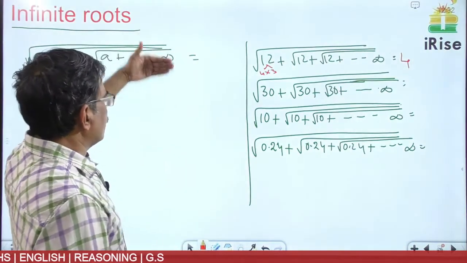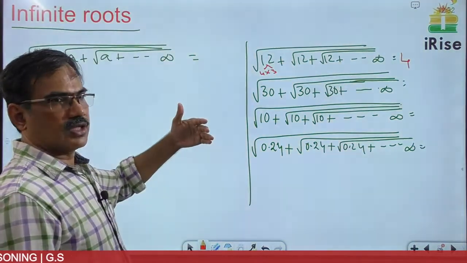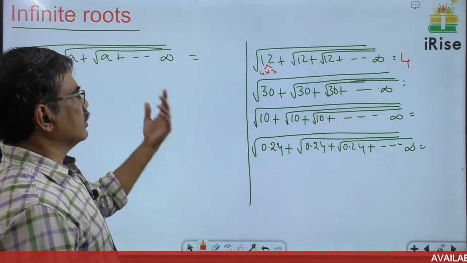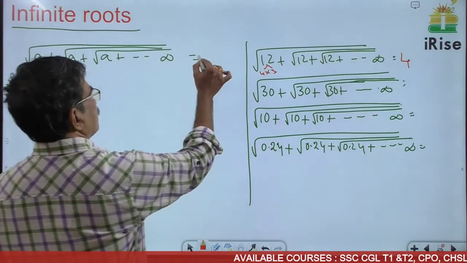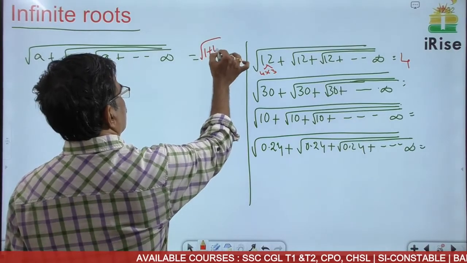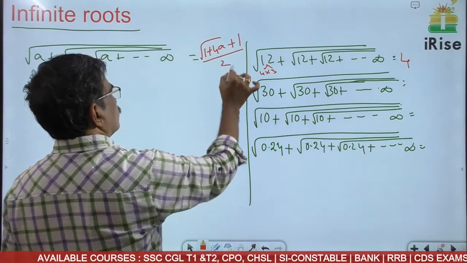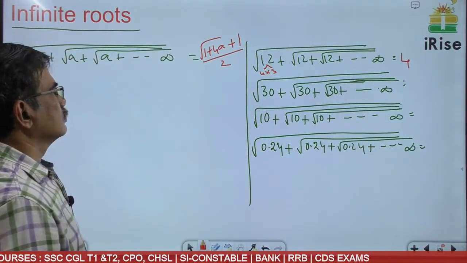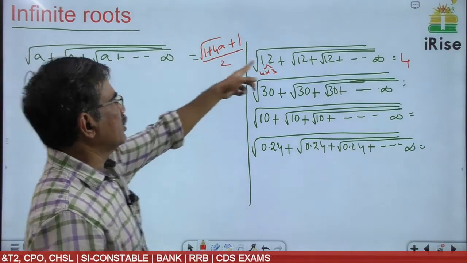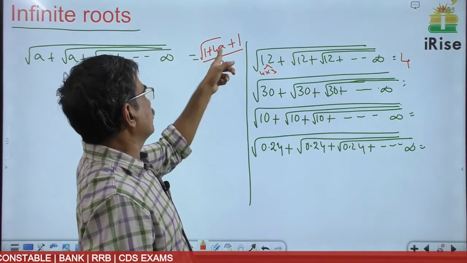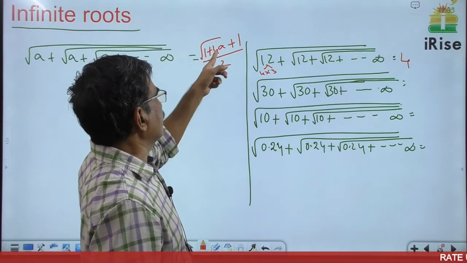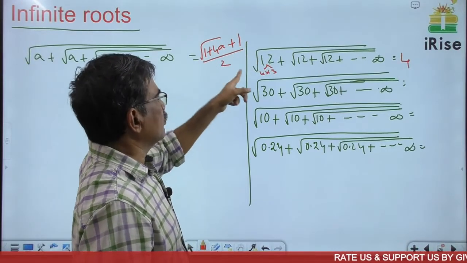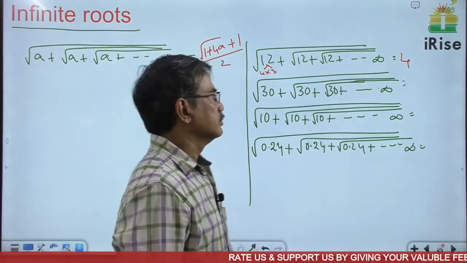So I want to create a formula for this. Then after that we can get the answers easily. The actual formula is root of 1 plus 4a, plus 1, by 2. Apply the formula for this. A is replaced by 12. 12 fours are 48, plus 1, 49. Under root of 49, 7. 7 plus 1, 8. 8 by 2, 4. Satisfied.